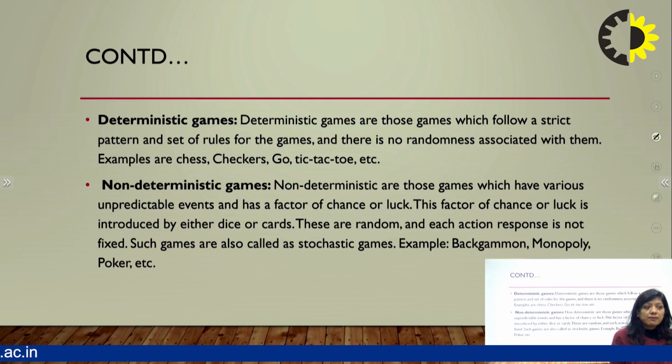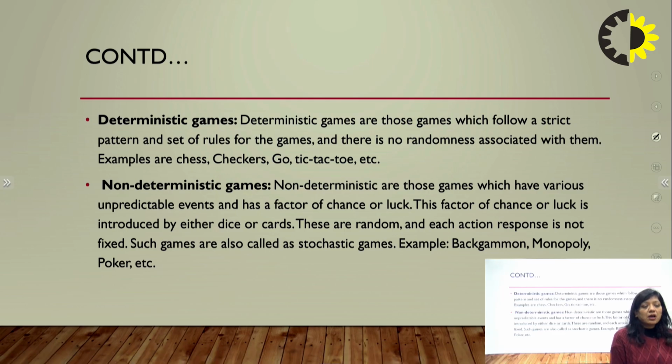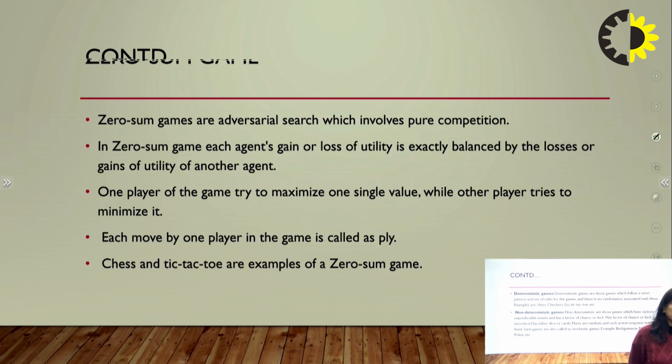Now deterministic games are those games which follow a pattern and set of rules, and there is no randomness associated with that. Basic examples are chess, checkers, go, tic-tac-toe, etc. And non-deterministic games are those which have unpredictable events and a factor of chance or luck. This factor of chance or luck is introduced by either dice or cards. So these are random and each action response is not fixed. Such games are also called stochastic games, like backgammon, poker, Monopoly, etc.